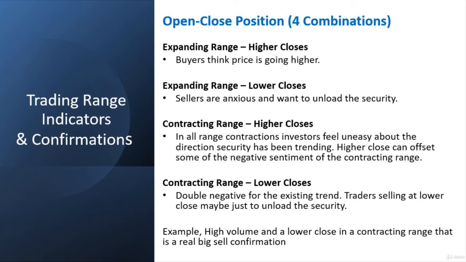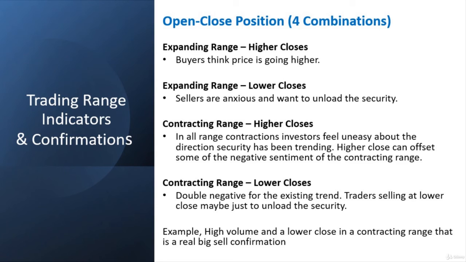If the range is contracting and the closes are lower, well, that's like a double negative for an existing trend. Traders are selling at a lower close, so they're willing to take lower prices, and also the range is contracting as well. So maybe they're really just trying to unload the security and get out of it, right? So that's an example.